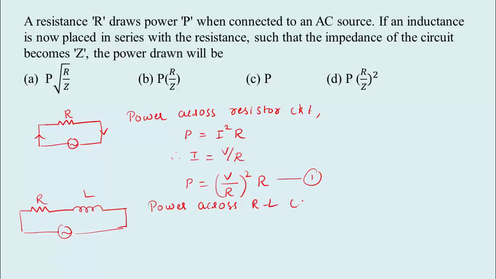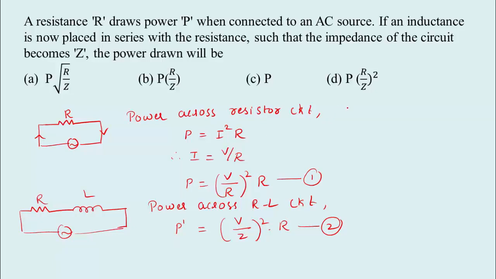Power across the RL circuit, we can write it as P dash equal to V by R whole square into R. But here, instead of R, we should write Z: V by Z whole square into R. Let us take it as equation number 2. In the first case only the opposition is offered by the resistor, but here it is offered by impedance. So now, by comparing these two equations, we will get the power drawn in the second case.